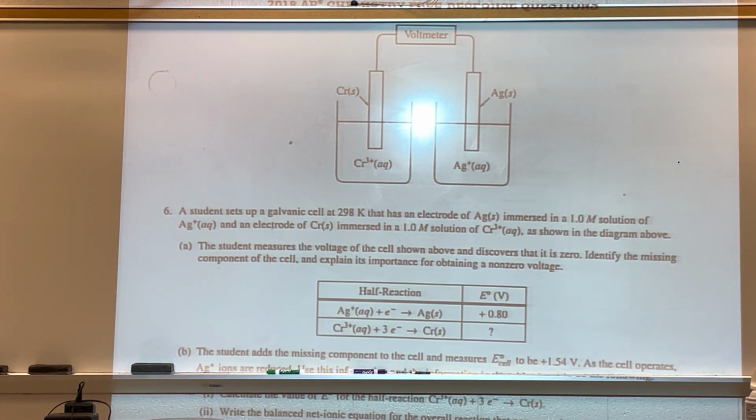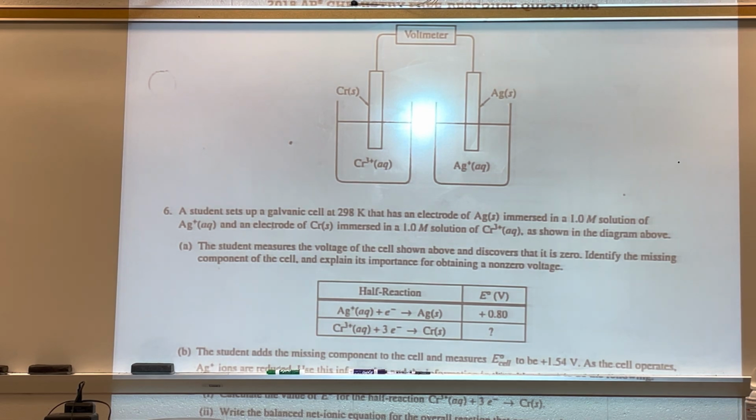Student measures the voltage of the cell shown above and discovers that it's 0. Identify the missing component of the cell. The salt bridge. The salt bridge is missing. Okay? They're all going to have these salt bridge questions. And explain the importance for obtaining a non-zero voltage. What does the salt bridge do? Allows ions to flow to maintain electrical neutrality.